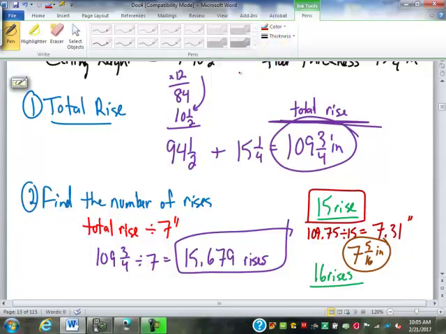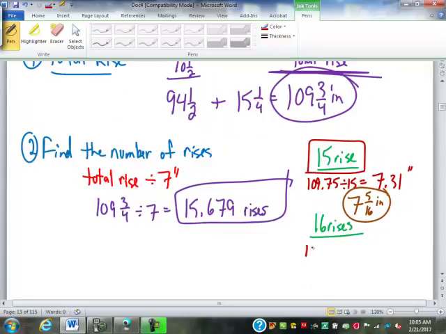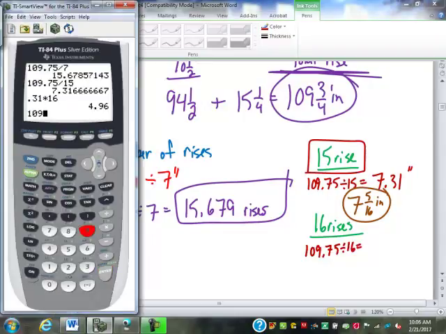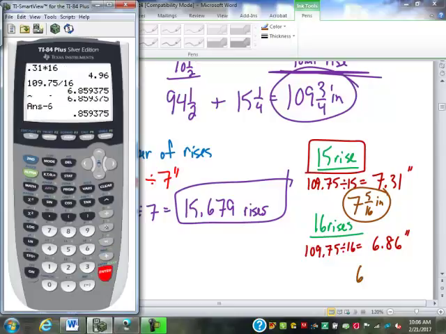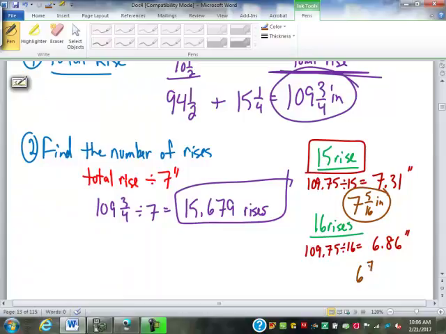Had I gone with 16 rises, we would have done 109.75 divided by 16. Would have been 6.86 basically inches. So that's going to be 6 inches. Subtract the 6 here times 16. 13.7, so 14 16ths or 7/8. So 6 and 7/8 inches.